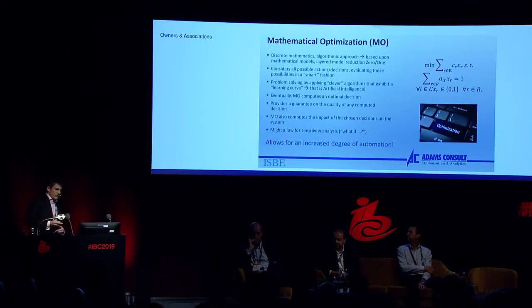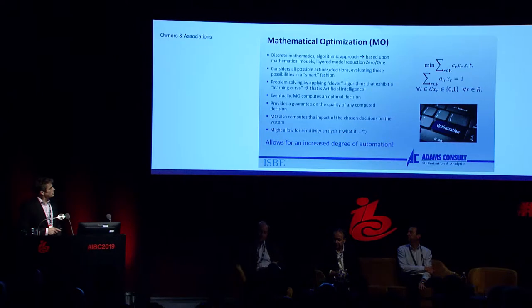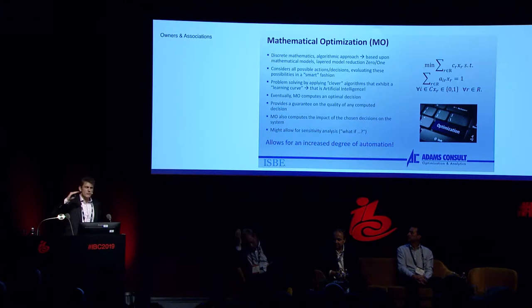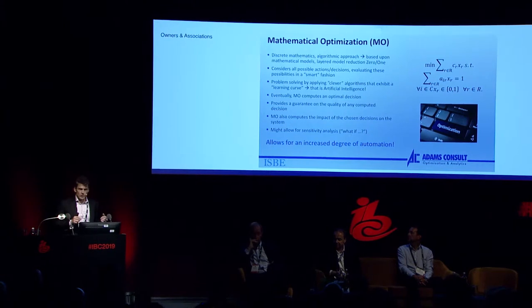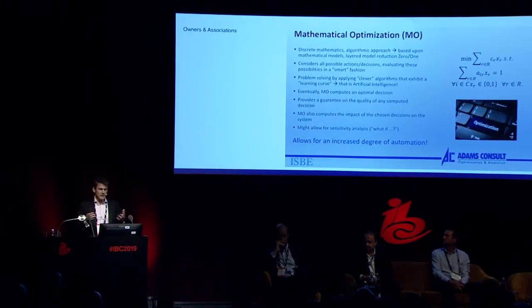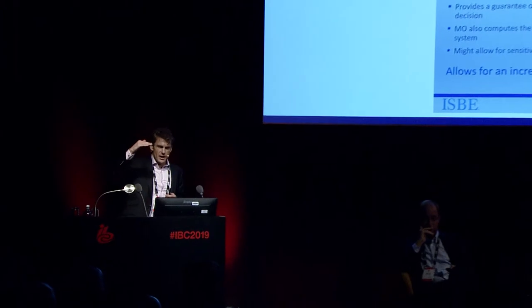So let's define this mathematical optimization animal. It's a tool, and it's discrete mathematics. It is an algorithmic approach. It's basically based upon mathematical models. It takes any kind of process, doesn't have to be broadband communications, can be logistics, it can be anything that develops over time, and breaks this down into a layered structure, layered model reduction that basically has a bunch of layers reduced to 0-1 decisions. That's a very broad explanation of this.